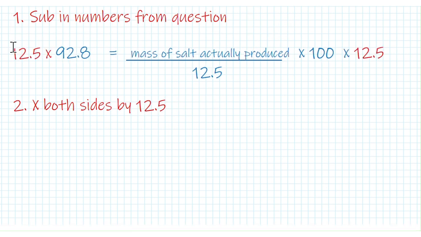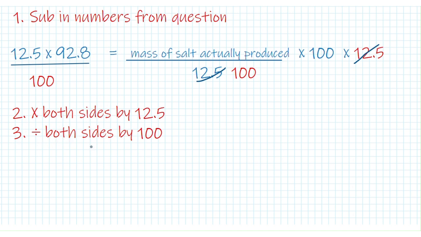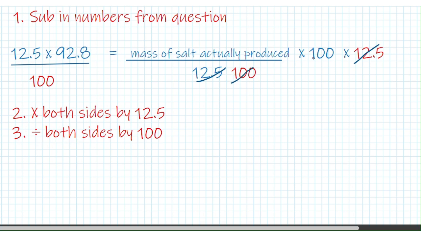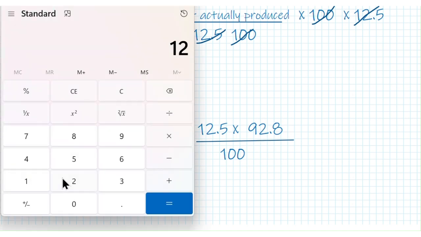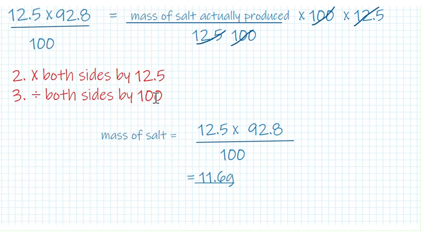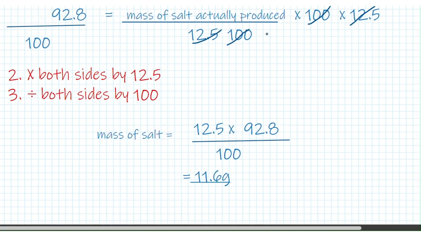Now we need to do a bit of algebra here, and we need to do a bit of cancelling out. So we multiply both sides by 12.5. Then cancel as so, and we divide both sides by 100 as so, cancelling as we're going along, and we end up with the mass of the salt is 12.5 multiplied by 92.8 divided by 100. So we can crunch that on our calculator and we get an answer of 11.6 grams. So there's a mark for subbing in the numbers, a mark for the final equation and a mark for the final answer. 3 marks.